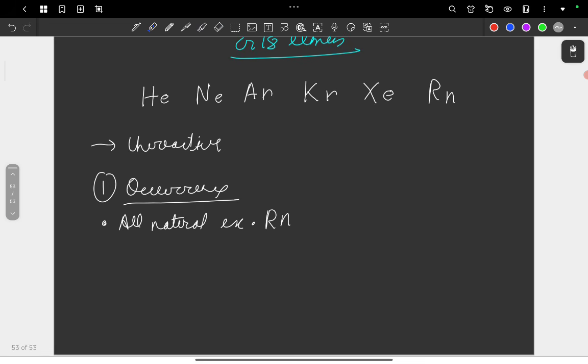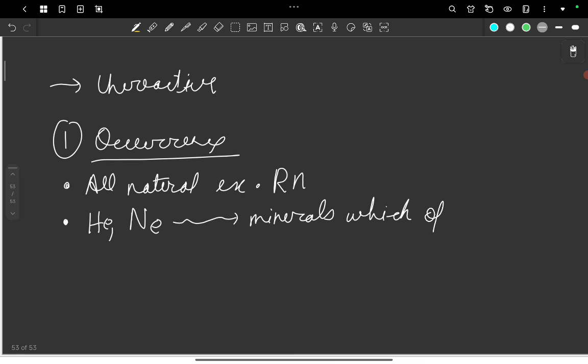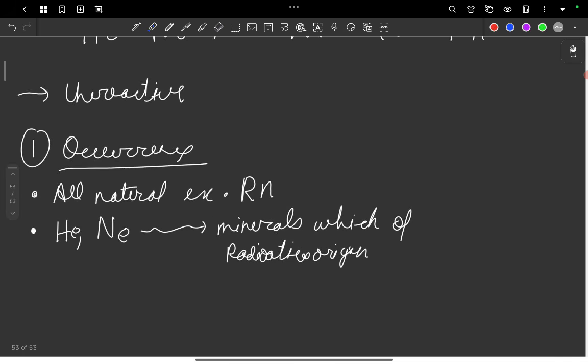Yeah, so basically, there aren't exactly a lot of ores for this, but helium and very rarely neon, they are found in minerals which are of radioactive origin. And the NCERT mentions examples of these like pitchblende, monazite, cleveite.